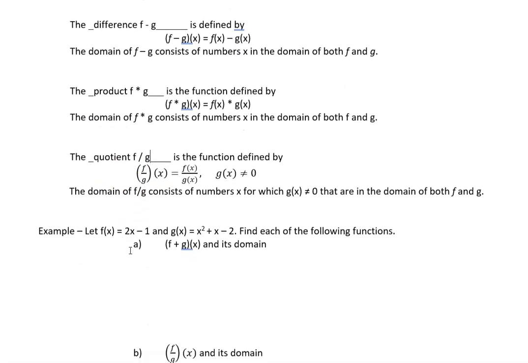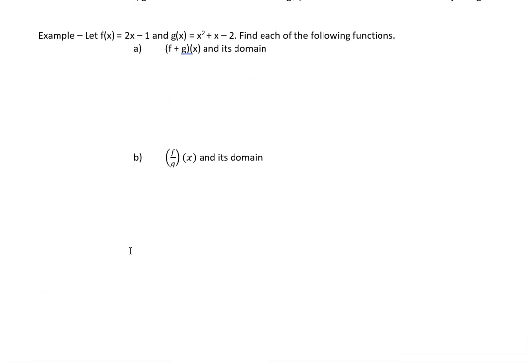So let's look at an example where we are applying some operations to functions. Let f(x) equal 2x minus 1 and g(x) equal x squared plus x minus 2. And we want to find first (f plus g)(x) and its domain. So remember that by definition, (f plus g)(x) is simply equal to f(x) plus g(x).